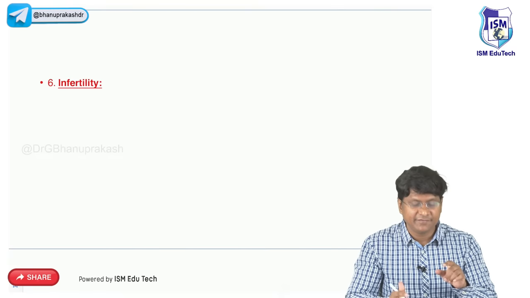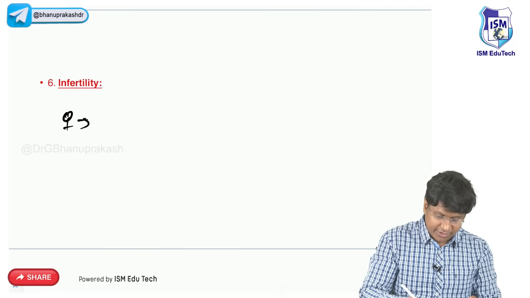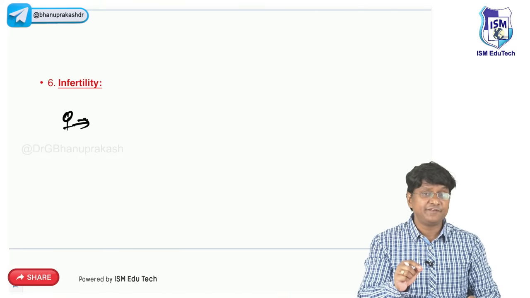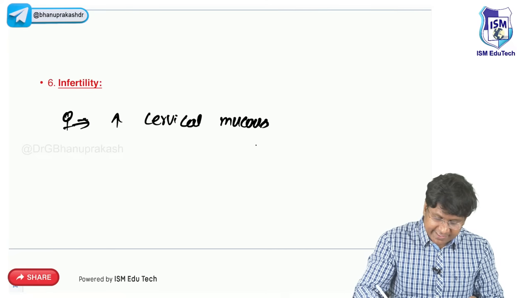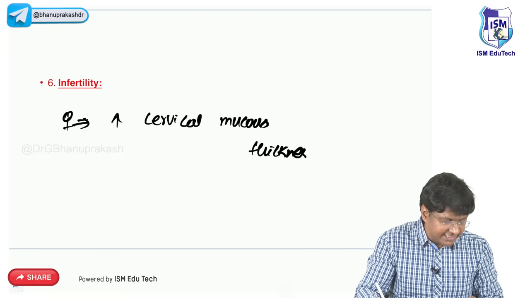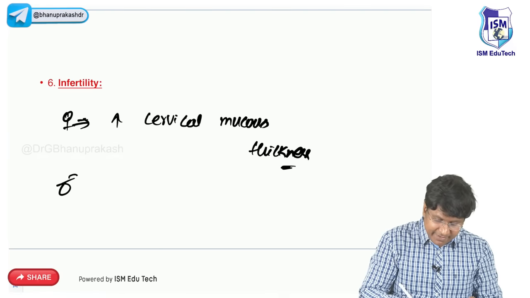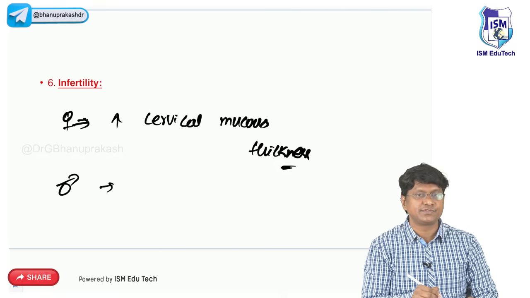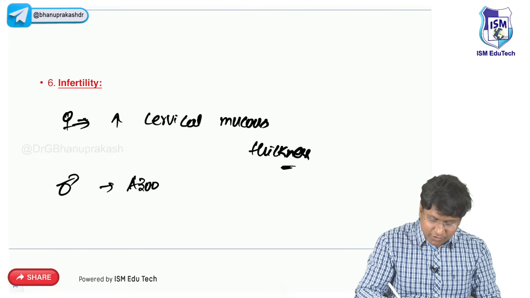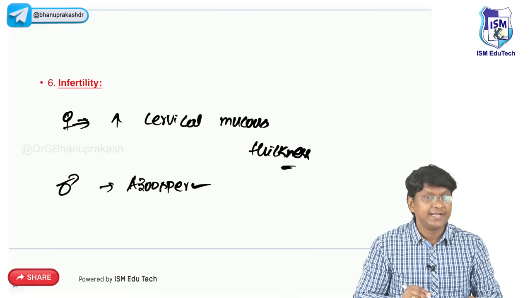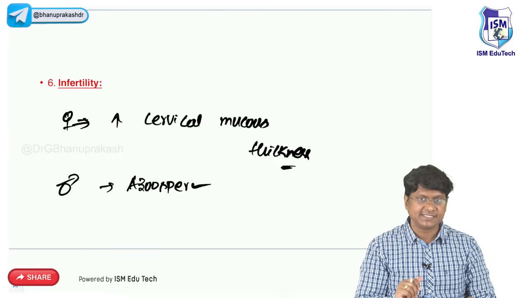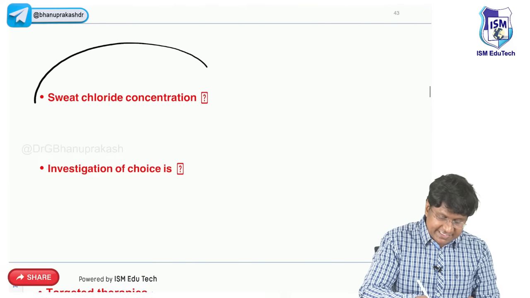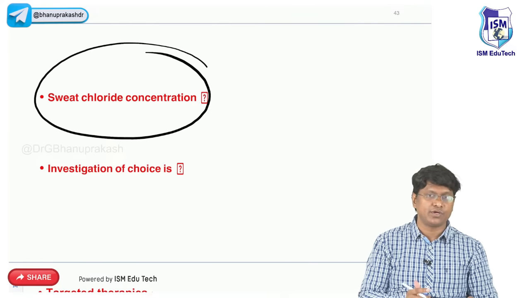Next important point is infertility. Why is there infertility in females? It is because of increase in the cervical mucus thickness. But in males, why is there infertility in cystic fibrosis? That is because of azoospermia, which is caused by agenesis of the vas deferens.